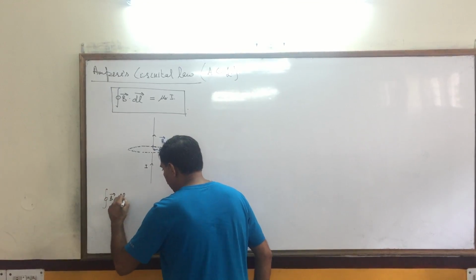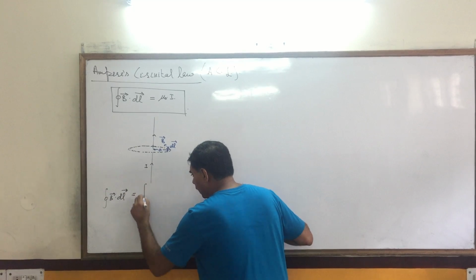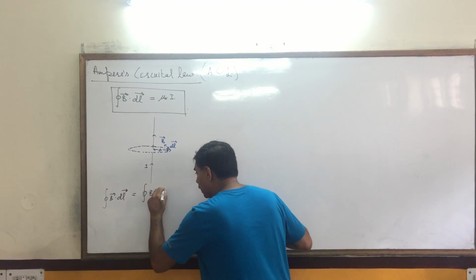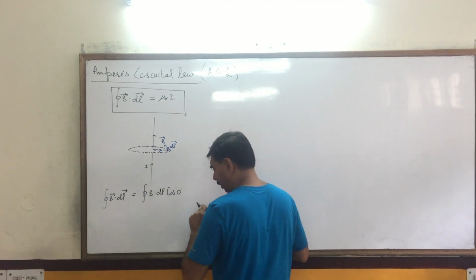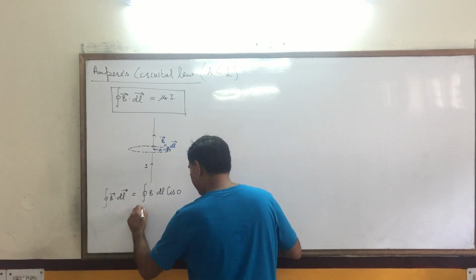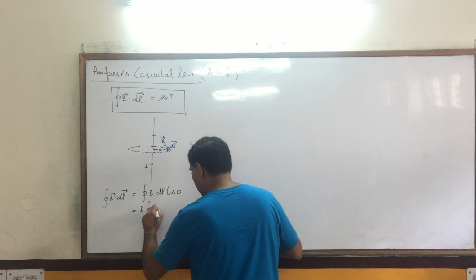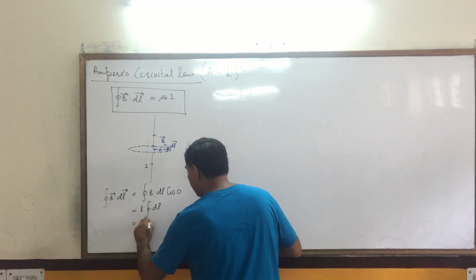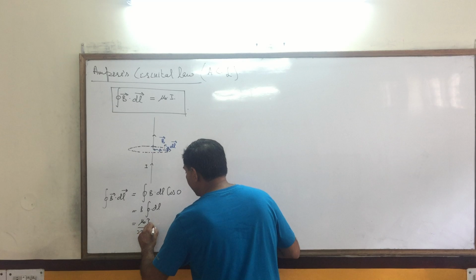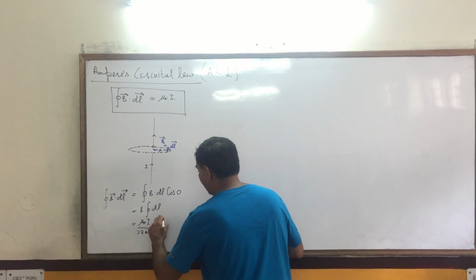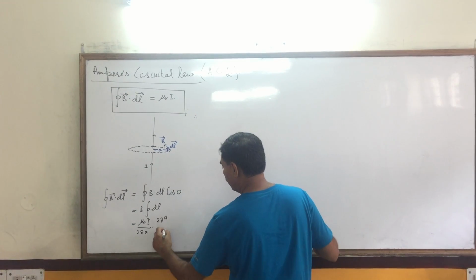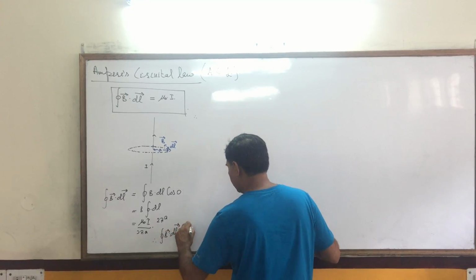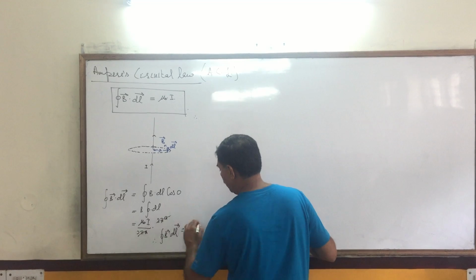ये मतलब हुआ ना, हर पॉइंट पे B और dl में एंगल 0 है. B and dl will belong to the same line and B बाहर आ गया. B कितना है? μ0 I by 2πa. इंटीग्रल ऑफ dl कितना है? 2πa. Therefore integral of B dot dl is μ0 I.